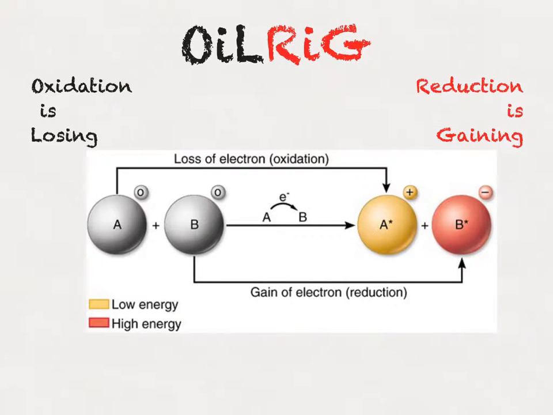The first mnemonic I gave you was OIL RIG, and that was oxidation is losing and reduction is gaining. So once you identify whichever element is oxidizing, it's the one that is losing electrons. So it's producing electrons on the product side. And whichever one is gaining electrons is your reduction. And so this would be the reactant side. Personally, this is the one that I remember because it's easier to think about. Oxidation is losing, reduction is gaining.